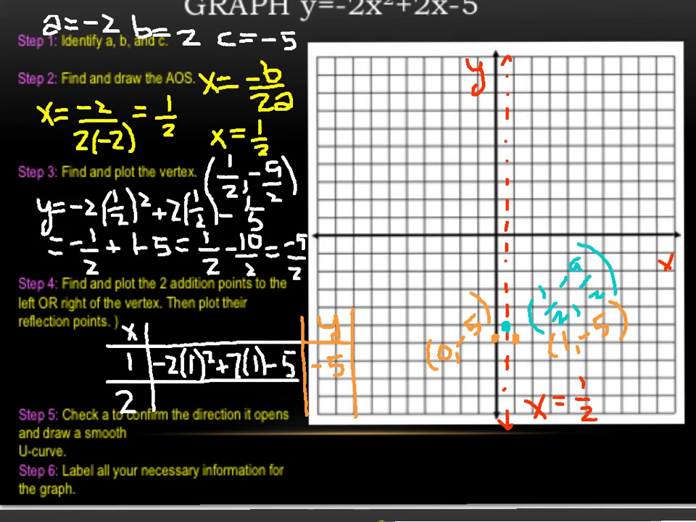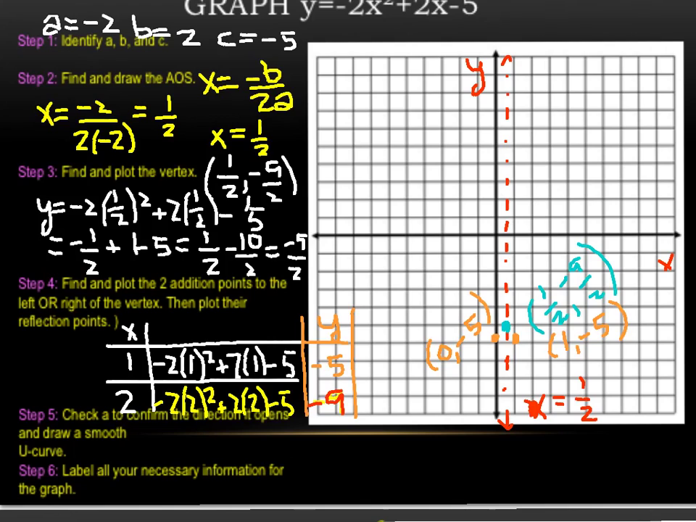Now plugging in my 2, -2 times 2 squared plus 2 times 2 minus 5. So that's going to be 4 times -2, which is -8. Plus 4, so -8 plus 4 is -4 minus 5, which is -9. Can't see that, right? -9. So (2, -9), which I've already written on.